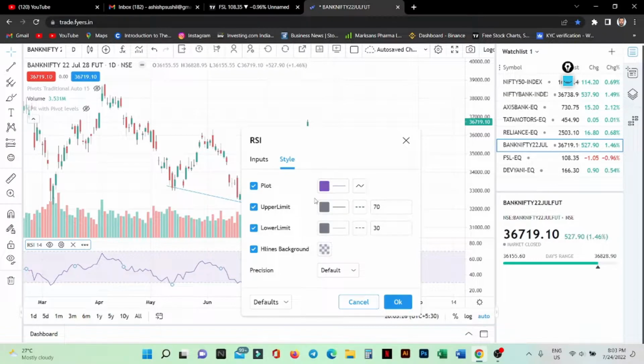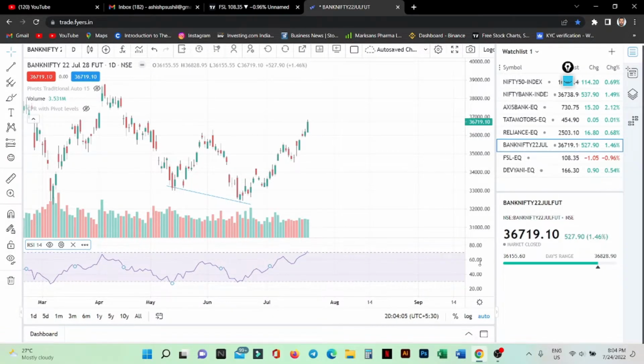So in style, here we can see there's an upper limit, lower limit, etc. We can choose the upper limit as 70 or we can choose the upper limit as 80, and we can choose the lower limit as 20. 70 and 80, or 20 and 30, both are perfectly fine. And you can set the background color; that's up to you. Then we click OK.